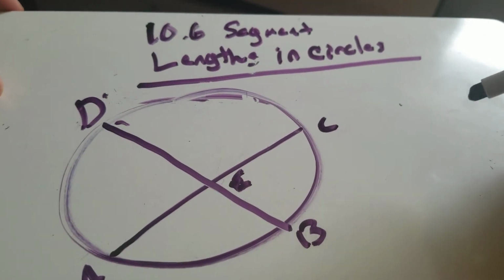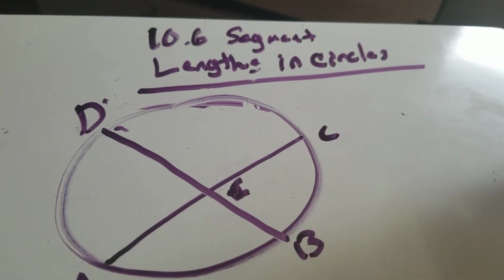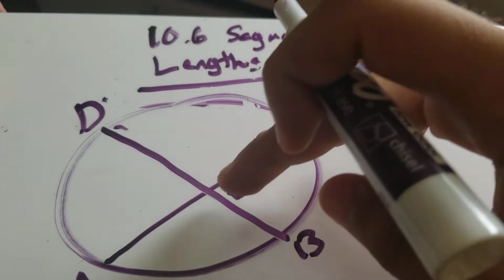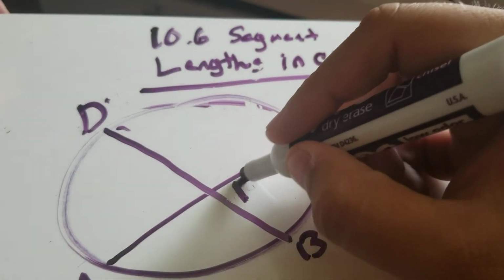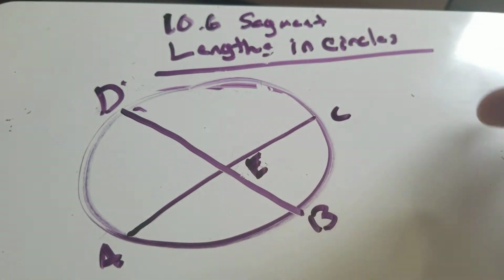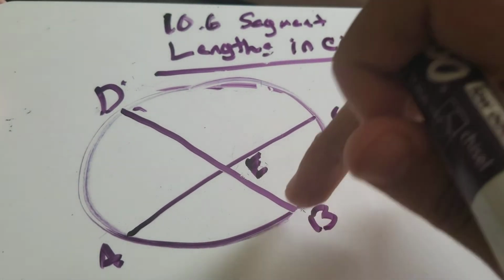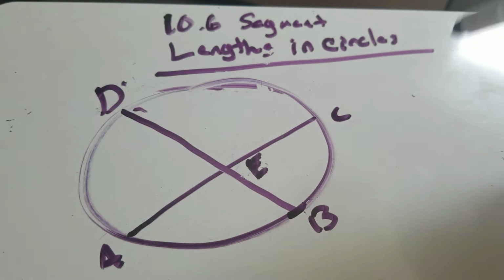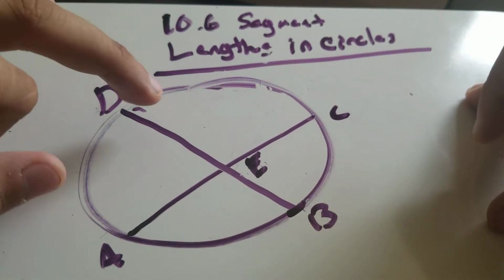Hello Geometry. Today we're going to do 10.6, segment lengths in circles. So this is segment lengths, not angles, so we're not worried about the angles right now. We're talking about how long these lines actually are. And there are new rules, and these rules are not straightforward, so let's pay attention, okay?